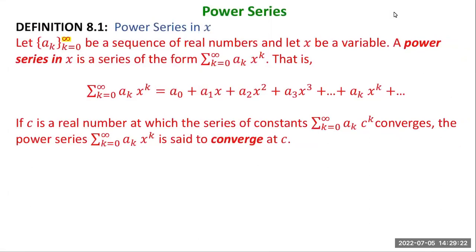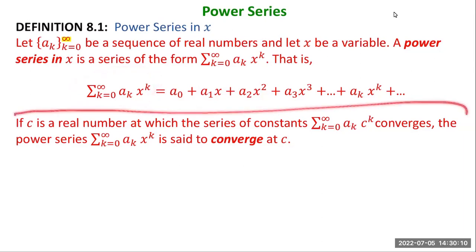All right, I want to start this section by defining what we mean by a power series. Here is the definition. Definition 8.1, power series in X. Let a_k, k goes from 0 to infinity, be a sequence of real numbers, and let X be a variable. A power series in X is a series of the form sigma k goes from 0 to infinity, a_k, X to the power k. That is, if you write this power series in the expanded form, you will get a naught plus a1x plus a2x squared plus a3x cubed, and so on and so forth. So this is the definition of a power series in X.